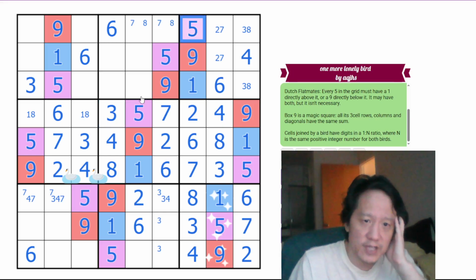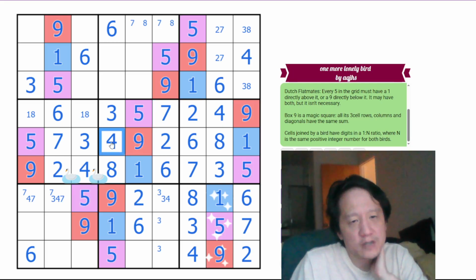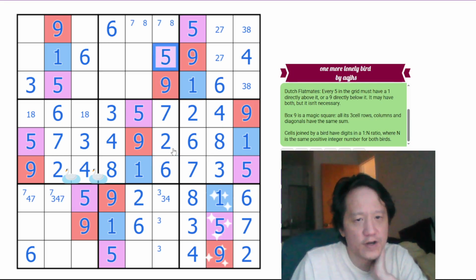Box 3, 5 is in that position. Box 5, obviously it's there. Box 7, 5 is in that position. Yep. Box 4, 5 is in that position. Box 9, box 2, 5 is in that position. Box 8, box 1, and box 6. Yep. So let's look at box 4.